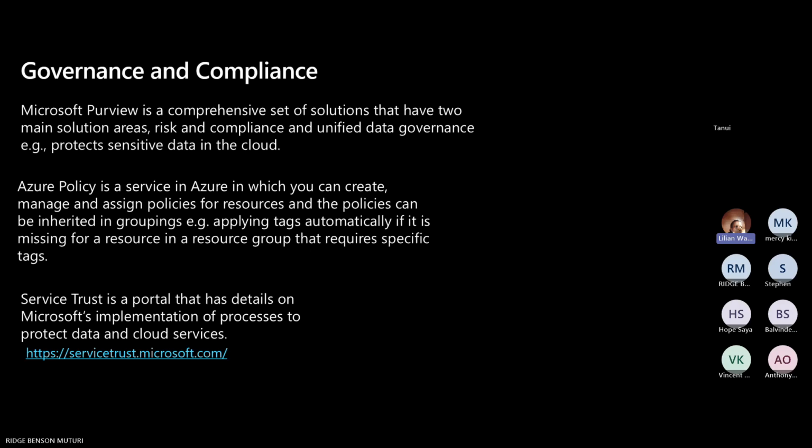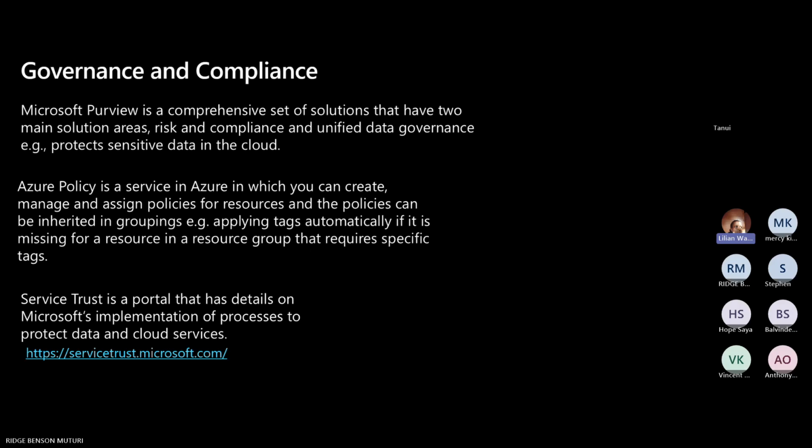So in governance and compliance, we have Microsoft Purview. I guess it's spelled like that. It's a tool in Microsoft that tells you the solutions they have for risk and compliance and data governance. It gives you information on how they manage compliance issues in Azure. And we also have Azure Policy, which is a service in Azure that you can create. If you want to set a certain policy for your resources or resource groups, you can add it there in Azure.